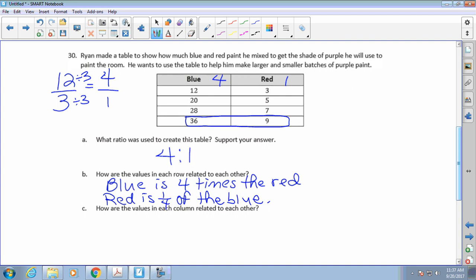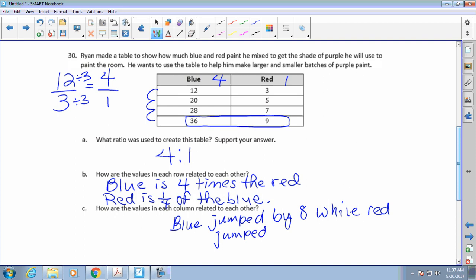Okay? How are the values in each column related? So for the blue, what did they go up by each time over here? More than 4. 12 to 20 is a jump of how many? 8. Yep. So blue jumped by 8, while the red did what? Very good. While red jumped by 2. So there you have it.